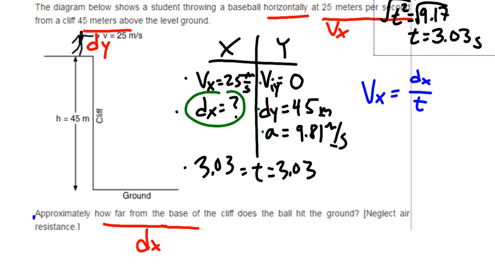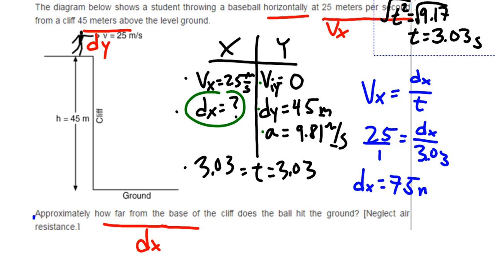I plug in what I know. I know my velocity is 25. Distance is what I'm trying to solve for, and I have a time of 3.03 seconds. I cross multiply because 25 is always over 1, since there's no denominator. And so solving, I get a distance in the x direction of basically 3 times 25, so about 75 meters. And they said approximately, so I'm just going to keep it as a whole number. And so we've solved the projectile motion problem for the horizontally launched projectile.